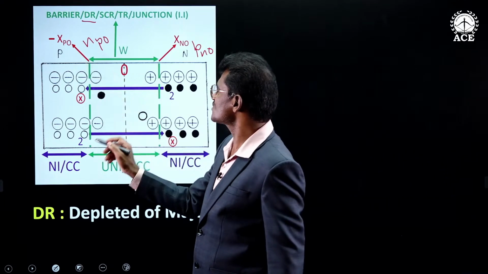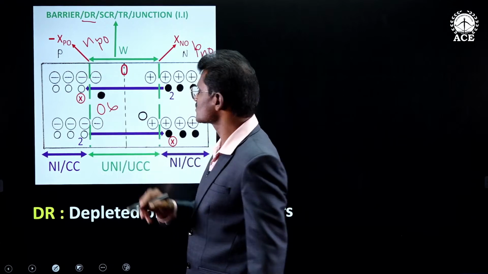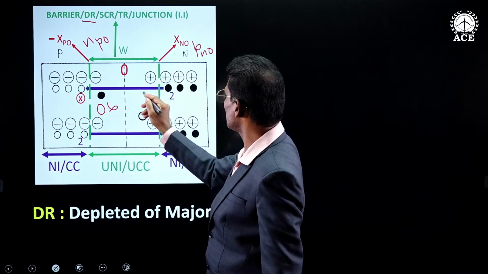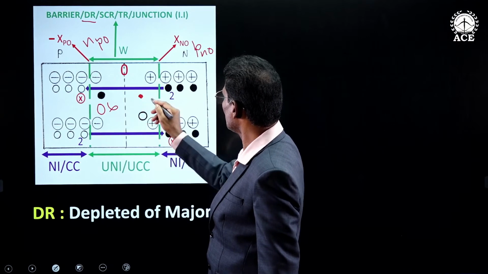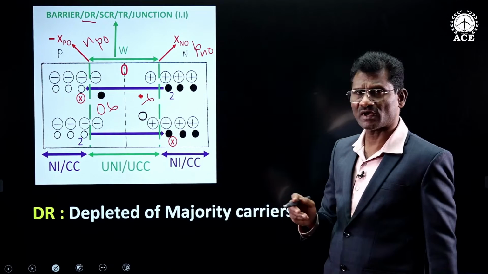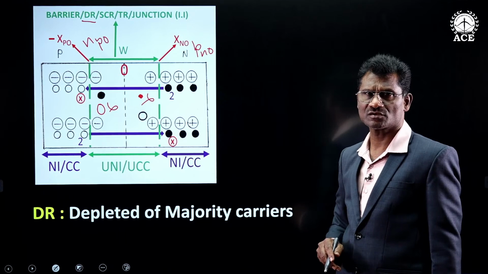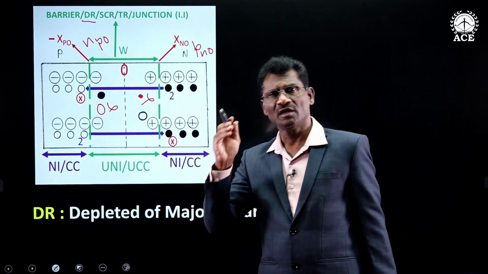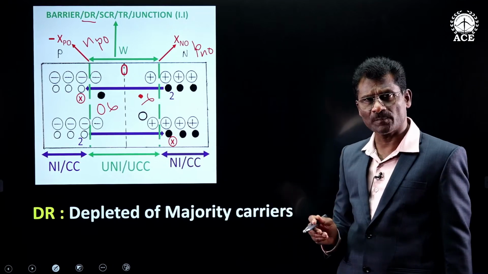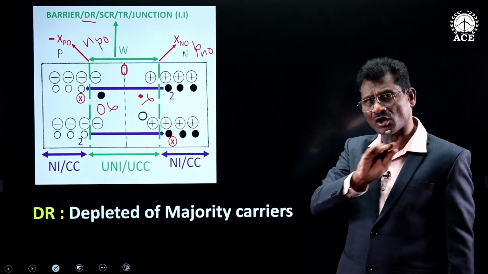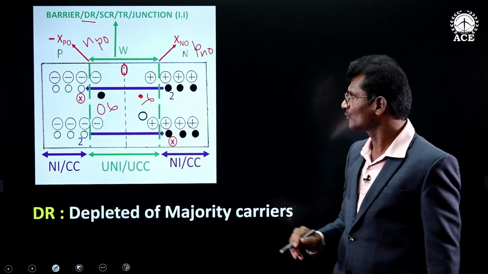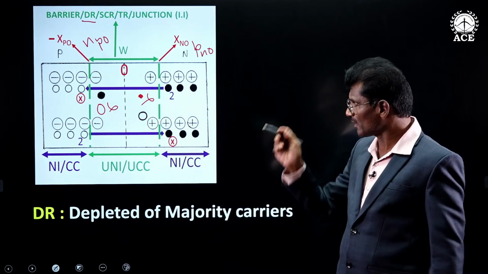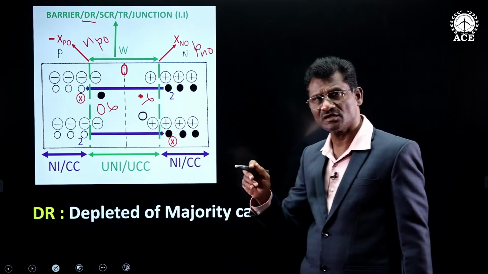Now, in P side, holes cannot exist because they are majority carriers. In N side, in the depletion region, electrons cannot exist because they are majority carriers. Hope now you understand the meaning of depletion region. Depleted means depleted of majority carrier, not minority carrier. So this electron and this hole can exist, though it is depletion region.